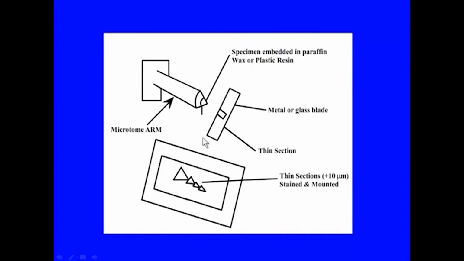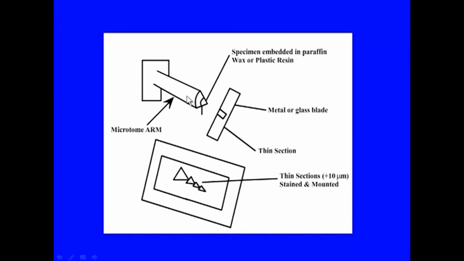There is a water trough here where these sections fall, and like I said, these sections would be around 1 to 10 micrometers. Now, these sections could be mounted and observed under a microscope directly if staining is not required, or they could be mounted after staining. So, this is how the microtome is utilized for sectioning or making optical sections of the specimen.